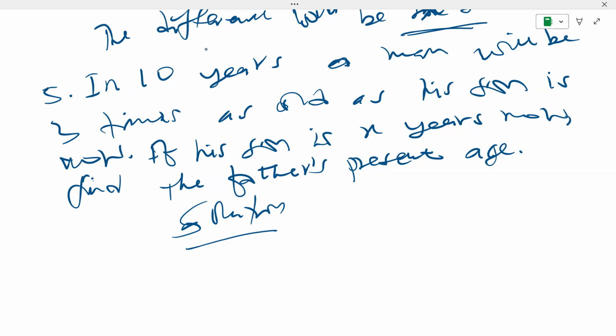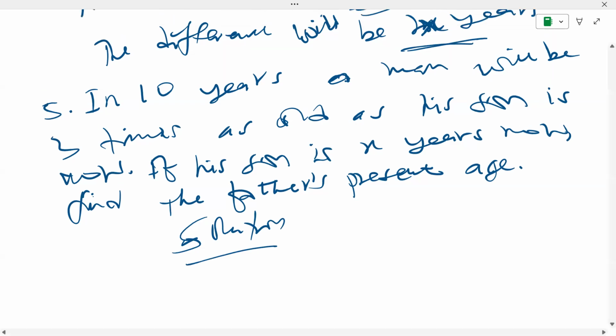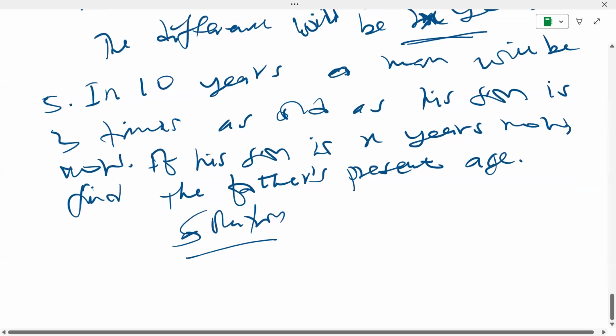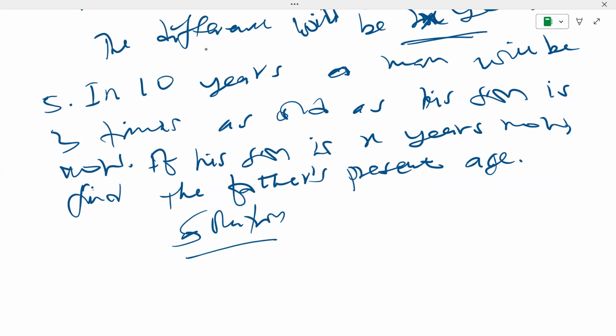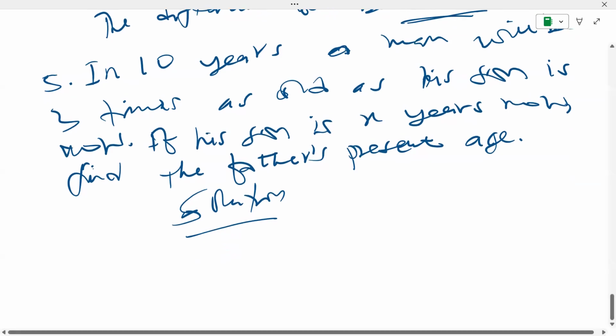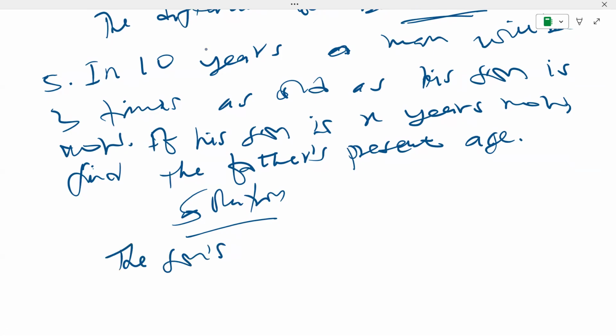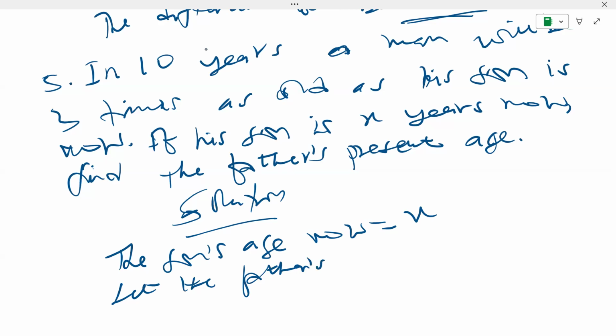Okay, so we are looking at that. In 10 years, a man will be 3 times as old as his son. Now, if his son is x years now, find the father's present age. So let's write the information there. The son's age now is x, and let the father's age be y.